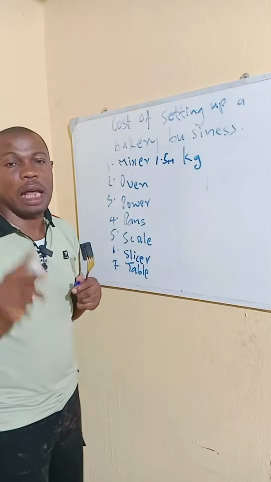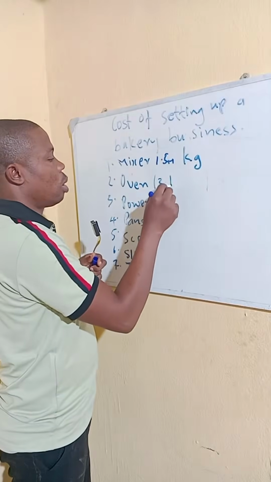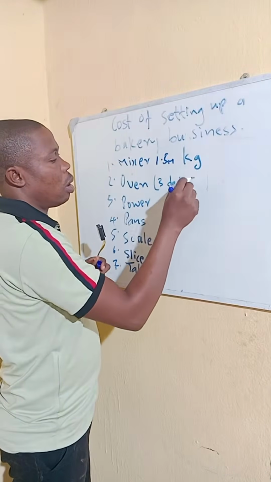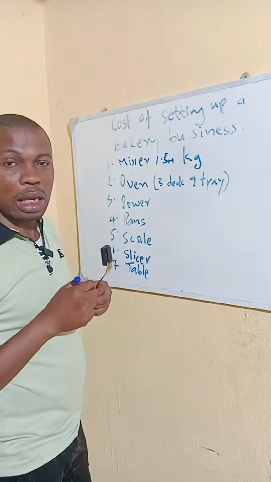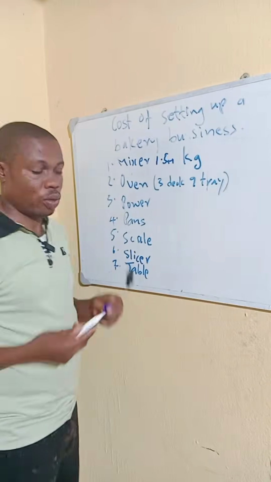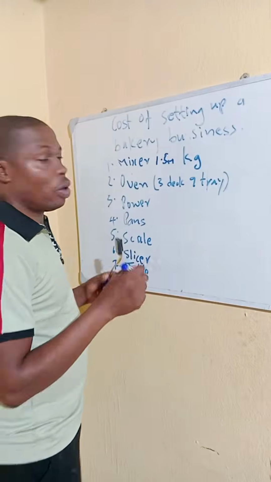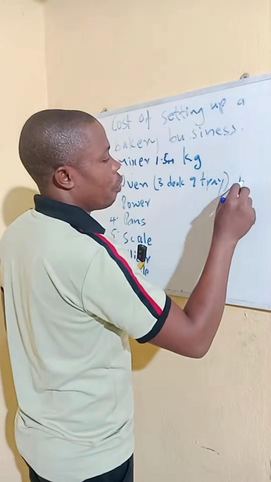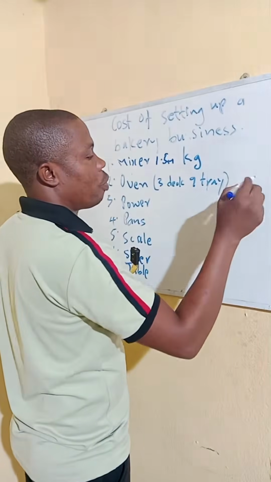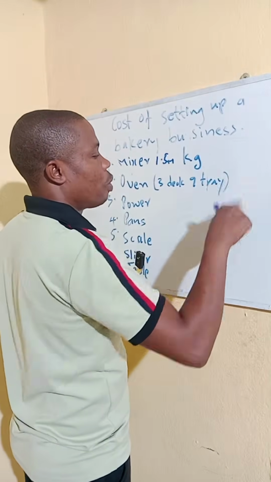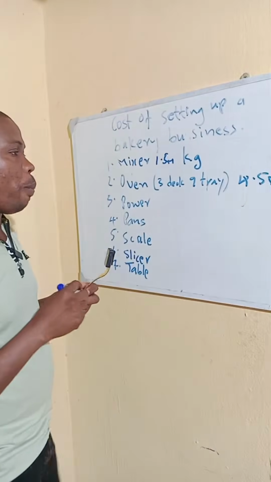And then your oven, let's go for the 3-deck 9-tray oven. The 3-deck 9-tray oven will cost you about 5 million. No, 5 million is the 4-deck. You have about 4.5 million. And then your power supply.